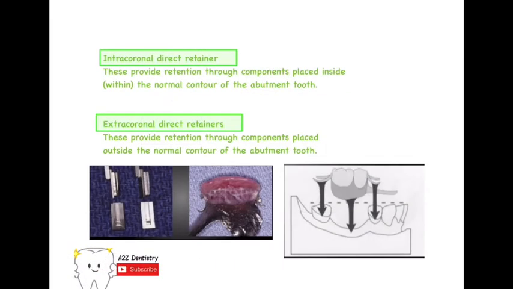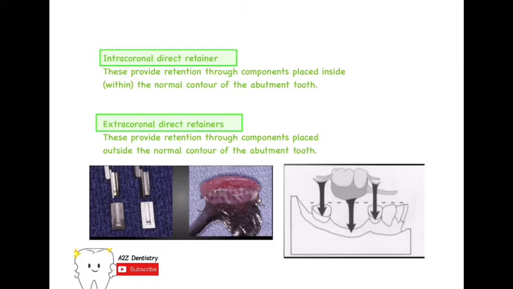So moving on, the first one is the intracoronal direct retainer. As the name itself indicates, it is intracoronal. Intra meaning inside and coronal meaning the crown of the tooth. So these direct retainers lie within the crown. They are defined as those which provide retention through components placed within the normal contours of the abutment tooth.